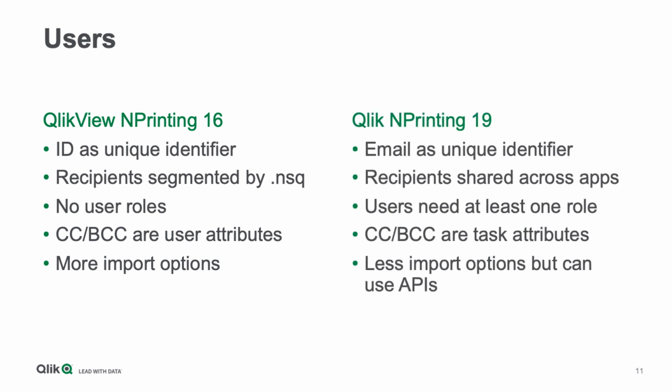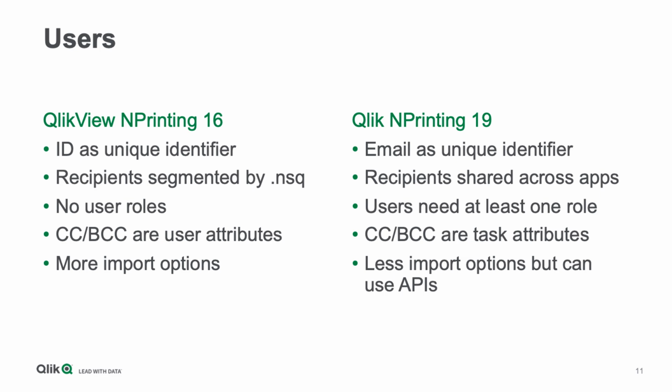In NPrinting 19, we have now changed it, since it's a web-based program, to use email as the unique identifier. In NPrinting 19, recipients are shared across all NPrinting apps, meaning that that base of users will be available to be recipients for any particular published task, no matter which NPrinting app you're starting with. Also, since we've introduced the concept of security roles, users will need at least one. They can have multiple roles, and the roles can also be tied to a specific NPrinting app.